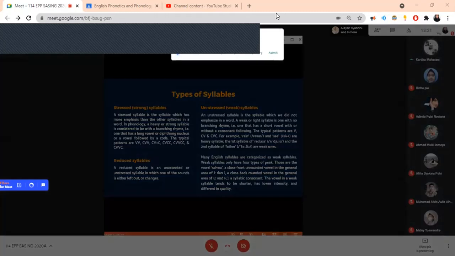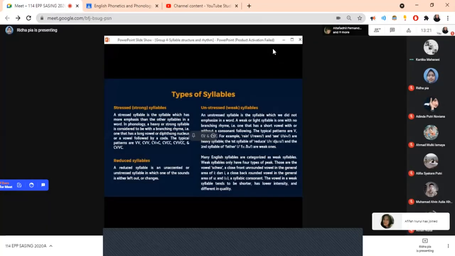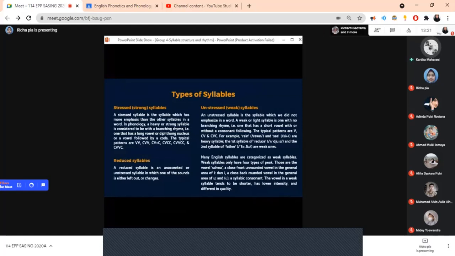For example, one that has a short vowel with or without a consonant following. The typical patterns are V, CV, and CVC. For example, rain and sea are heavy syllables. The first syllable of reduce and the second syllable of father are weak ones. Many English syllables are categorized as weak syllables. Weak syllables only have four types.